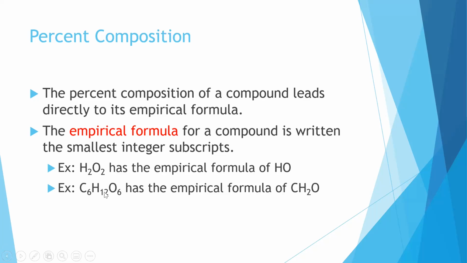Another example is C6H12O6. Notice that all of these subscripts are divisible by 6, so it has an empirical formula of CH2O. If a compound is CH3O6, although there is not a subscript behind the C, it is implied to be a 1. The greatest common factor of 1, 3, and 6 is 1, so you cannot reduce it any further. So this is the empirical formula. There's no simpler term for this compound, CH3O6.